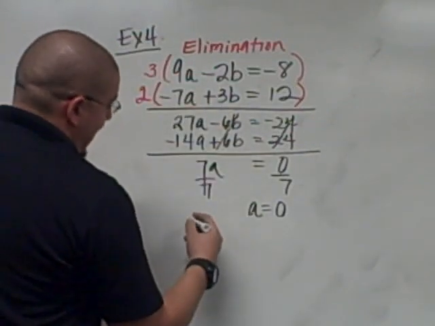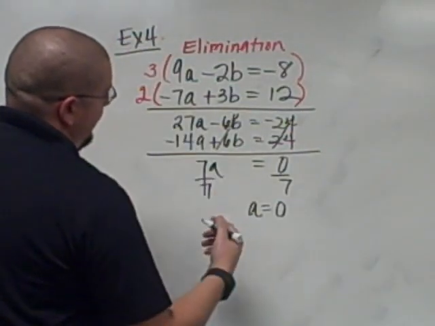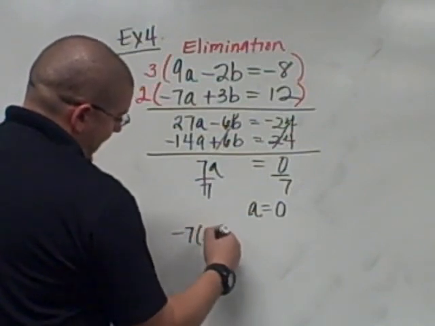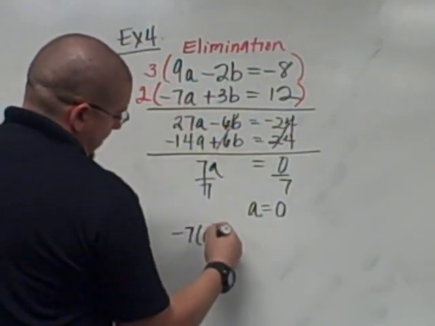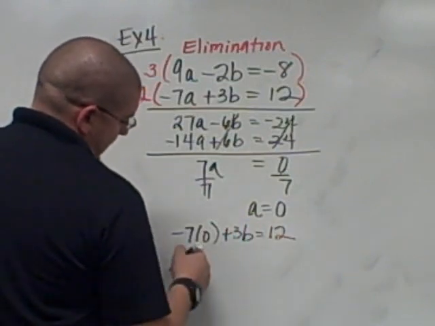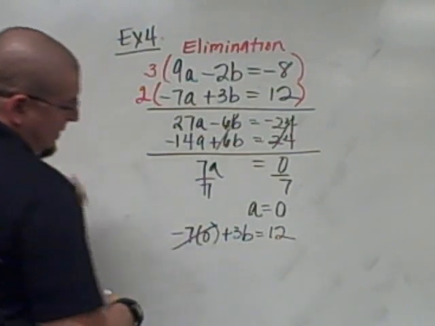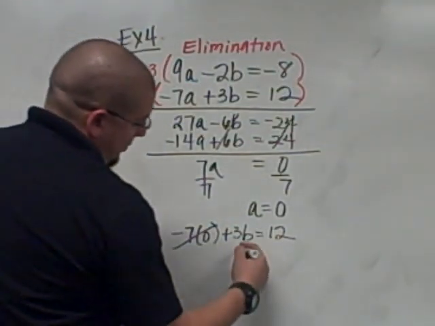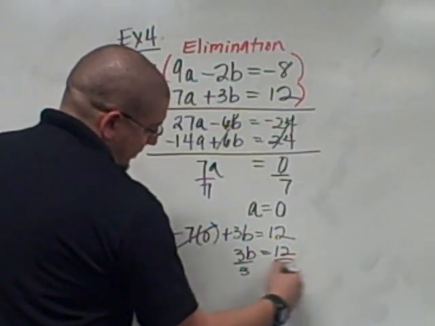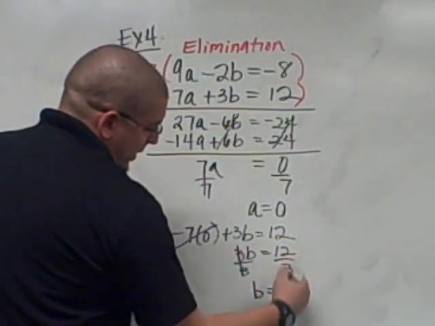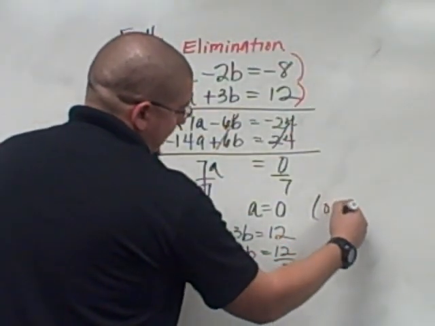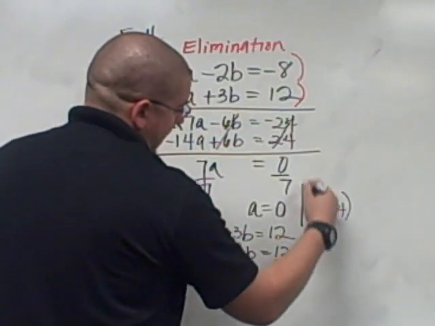I'm going to use the top one because they're both equally difficult. Oh, actually, I'll use the bottom one because that seems easier. Negative 7 times, instead of a, I'm going to put in 0. Negative 7 times 0 plus 3b equals 12. Negative 7 times 0 is 0, that's nothing. So that gives me 3b equals 12. Divide both sides by 3. b equals 12 divided by 3, which is 4. Again, alphabetical order, my ordered pair is 0, 4.